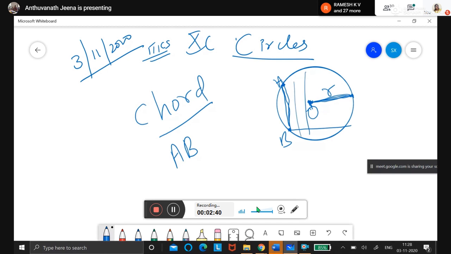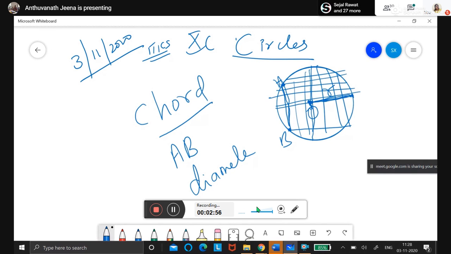Which is the biggest chord in the circle? Diameter. Very good. When you draw many chords like this, the biggest will be the diameter. This side also you can draw; that is also called a chord only. Any way you can draw, the biggest chord will come as a diameter. So the diameter is a line that passes through the center of the circle and meets the two ends on the circumference. Diameter is the biggest chord because it passes through the center and through the two points on the circumference. So all these are basic.